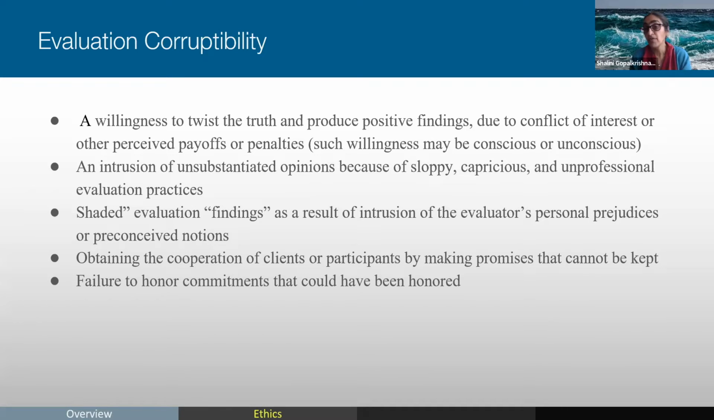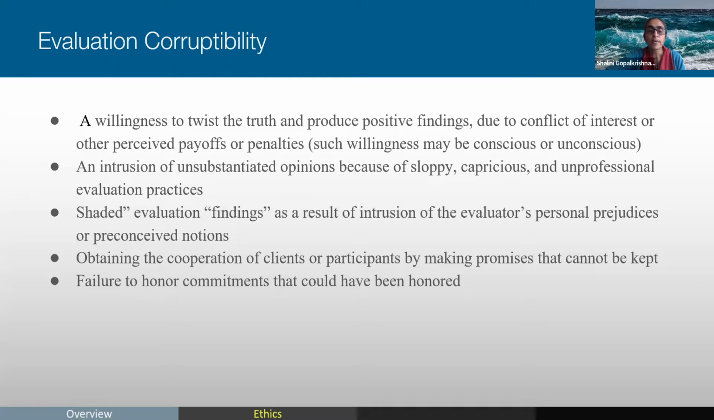It could be conflict of interest, or somebody is giving them penalties if they don't achieve this, or there could be a payoff. Somebody says, hey, do this, then we can give you some more money. Sometimes it's just because of unprofessional evaluation practices, you're like, oh, I didn't do a control system, it's fine, I'll just tell them it's fine. Sometimes it's your own prejudices or preconceived notions, like for hundreds of years it was, oh, women cannot do this or can do this. That can be a preconceived notion, and therefore that can actually corrupt the answers.